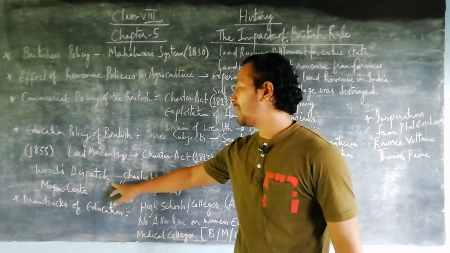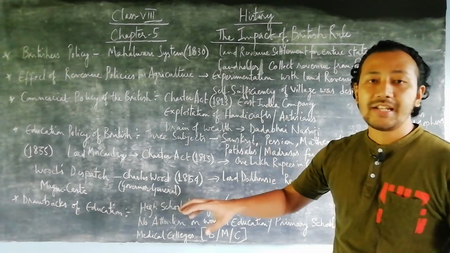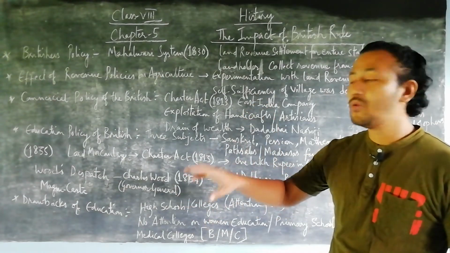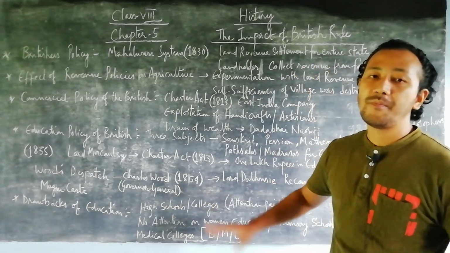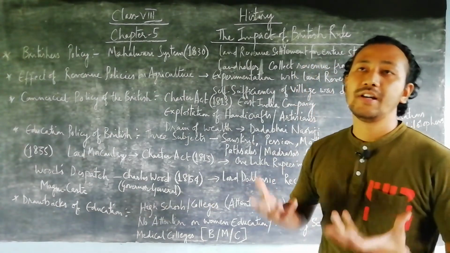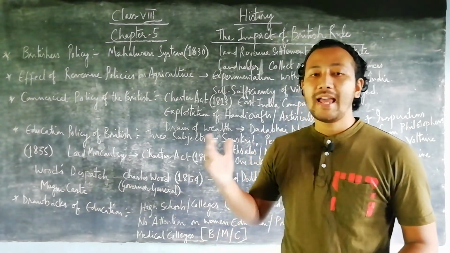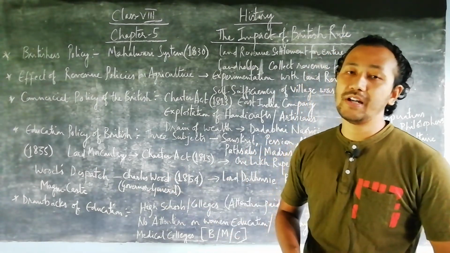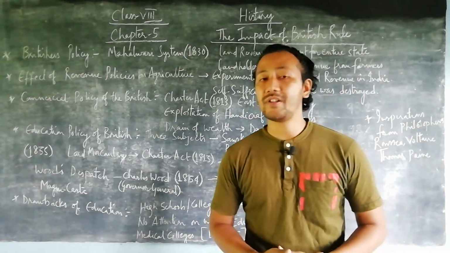Under Hood's Dispatch, we see that Charles Hood, who was the main leader in charge, in the year 1854 thought of giving a new kind of education policy on English to the Indian people. He also had to deal with Lord Dalhousie, who is very famous for the Doctrine of Lapse 1846.